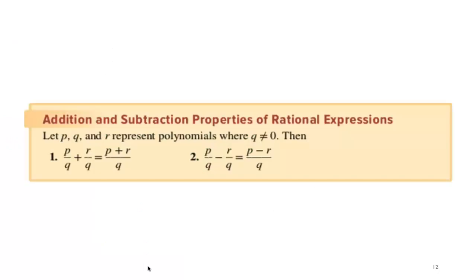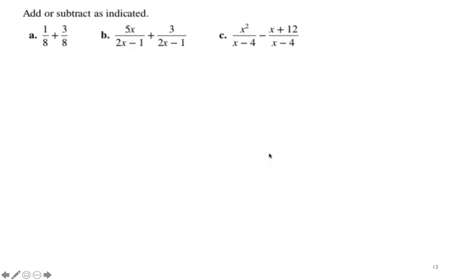Okay, let's talk about how to add and subtract rational expressions. Just like fractions, adding and subtracting is actually harder because we have to have a common denominator. For example, fractions with the same denominator you can just add them, and subtracting fractions with the same denominator, you can subtract them. But if they don't have the same denominator, then you have to do more. We'll see that in a second.